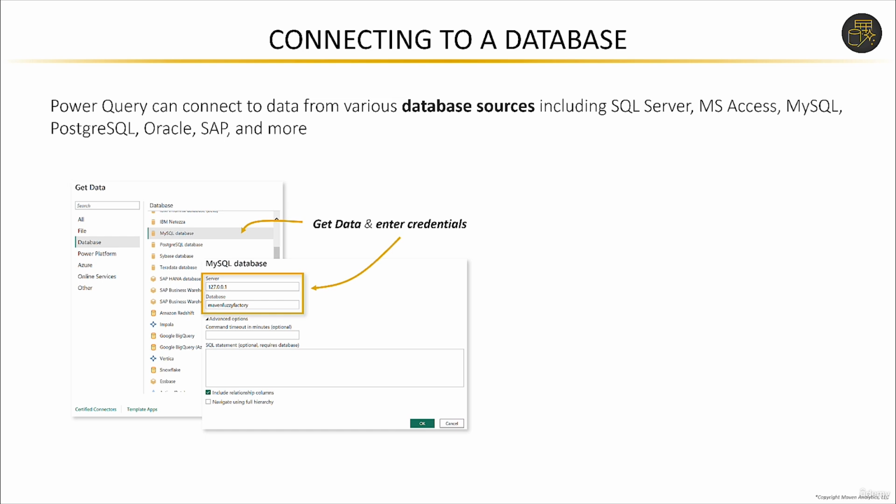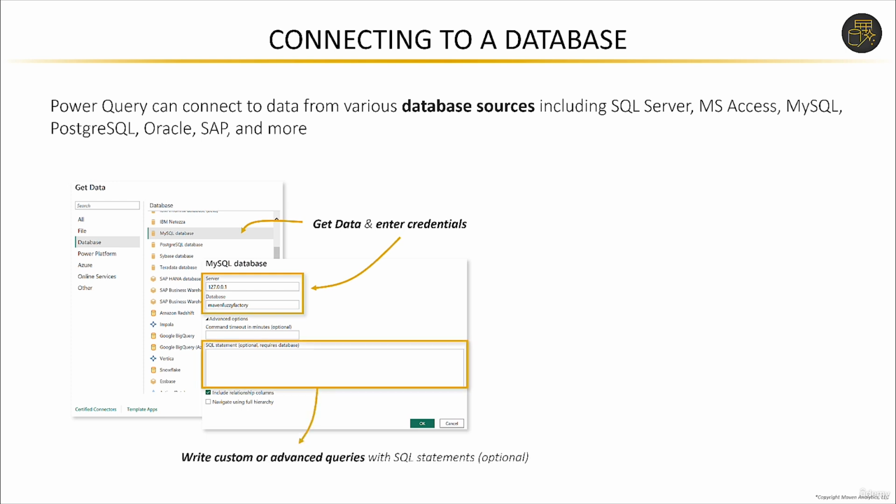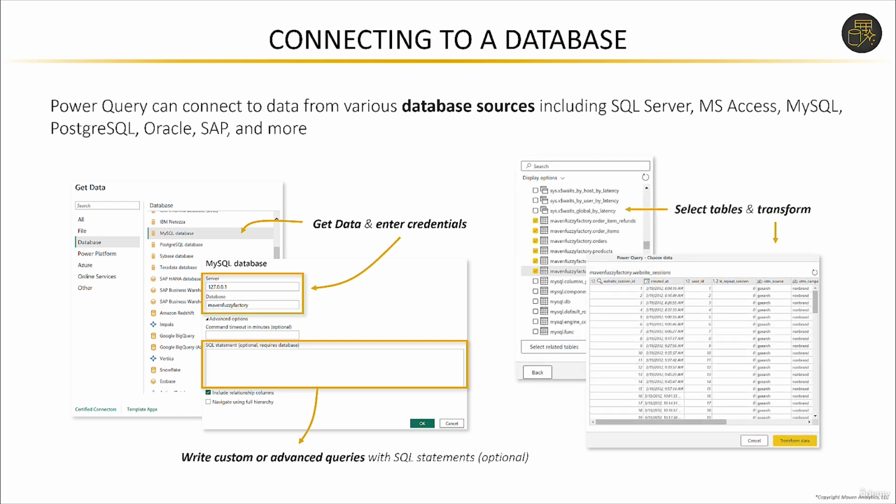From the Get Data window, you'll select the database connection you want and enter the database-specific credentials. Once you've added in the appropriate credentials, there's some advanced options that allow you to configure the command timeout and even write custom SQL statements to customize, limit, and shape the data before it's added into the query editor. Once these details are all set, we'll be able to select the specific tables and then load them into the query editor for QA, shaping, and transformation.